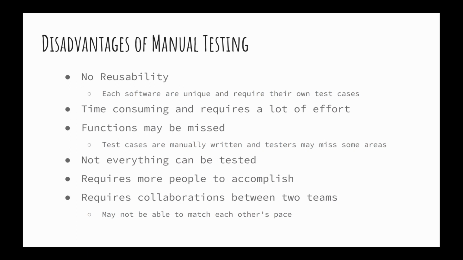It requires more people to accomplish because you'll have to have people creating, maintaining, and making sure everything's running smoothly, and all that. It also requires collaboration between two teams. They may not be able to match each other's pace. So you have the developer team and the testing team, and sometimes they may not be able to communicate clearly with each other.